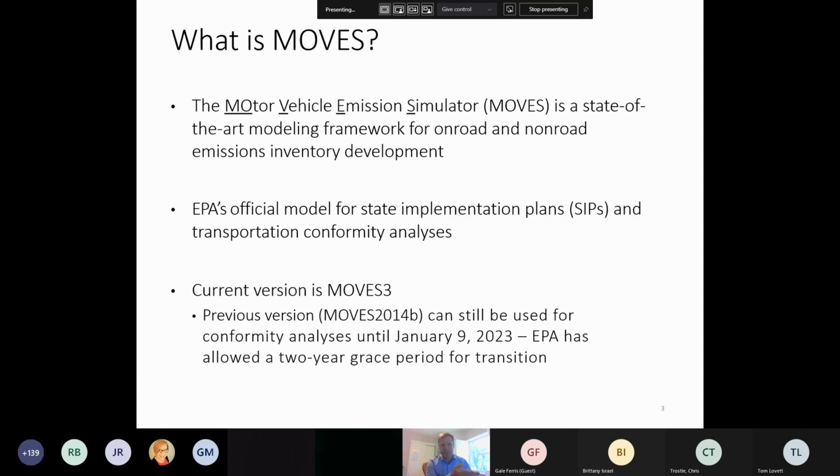For the previous version, at least for transportation conformity, there is a grace period. So folks can still use MOVES2014 and 2014a/b versions up until January 9th of 2023. EPA allows for this two-year grace period to ease the transition for transportation conformity. But for most other applications, you're going to be using MOVES3 from here on out.